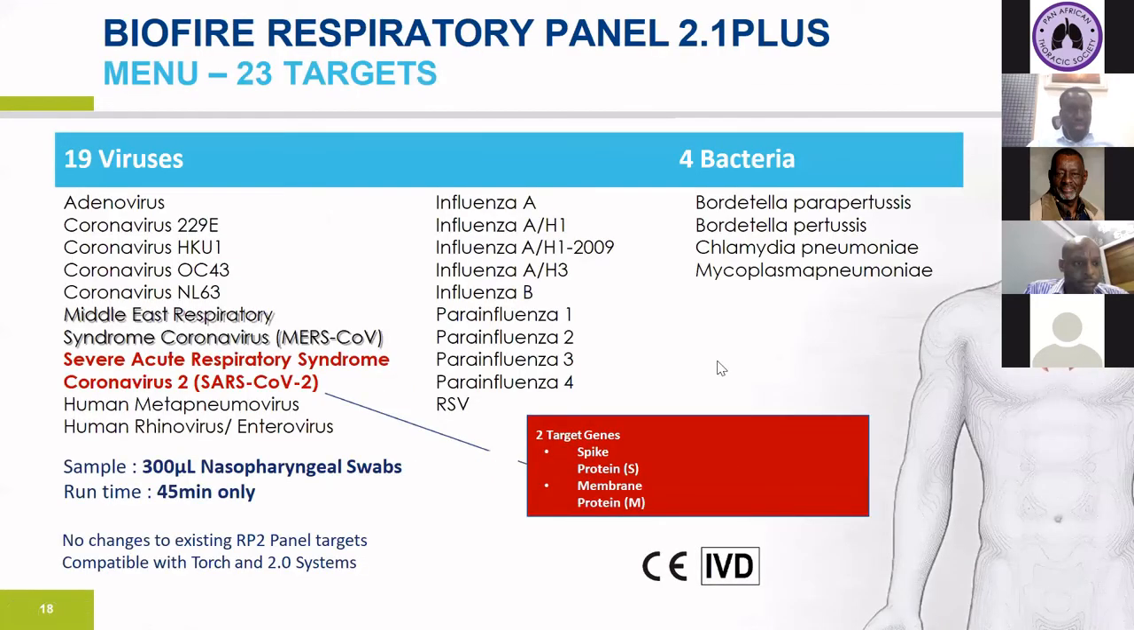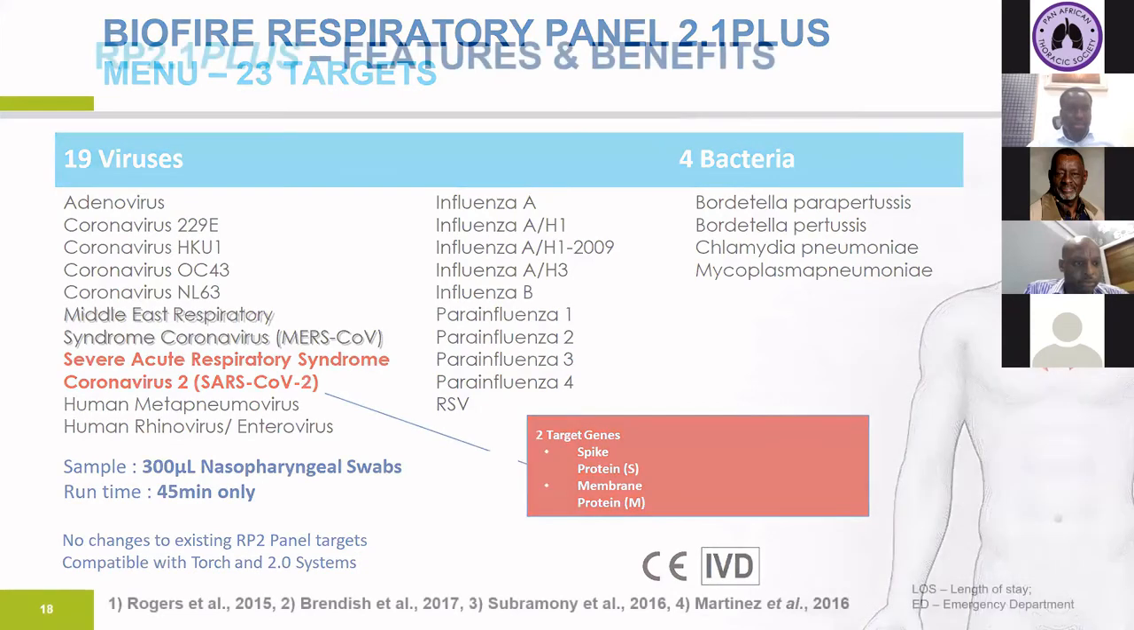So these are the targets available on the respiratory panel, predominantly viruses, because it's looking at the upper respiratory tract. It can also present as a bit of a surrogate to lower respiratory tract colonization. And bacteria, just the 4 main bacteria which would be relevant for upper respiratory tract infections. And in about 45 minutes, you're able to get a result. It's actually the shortest running panel currently.